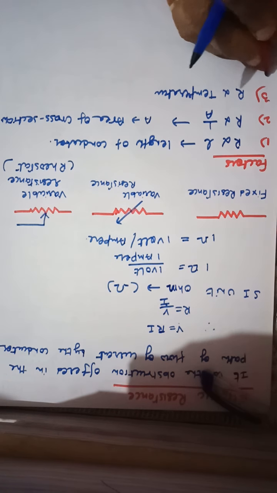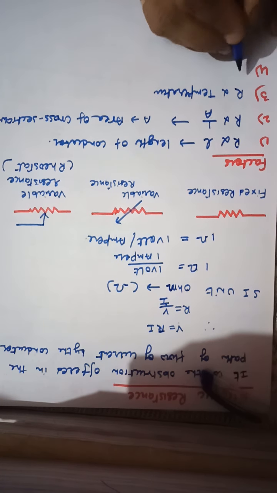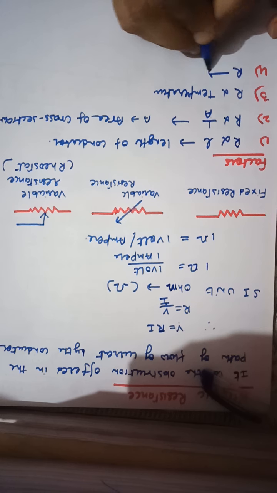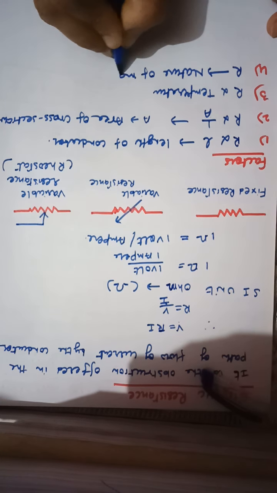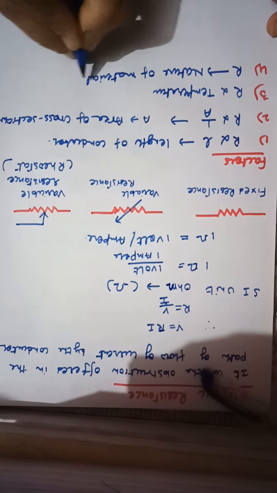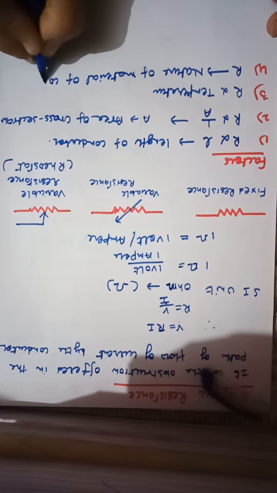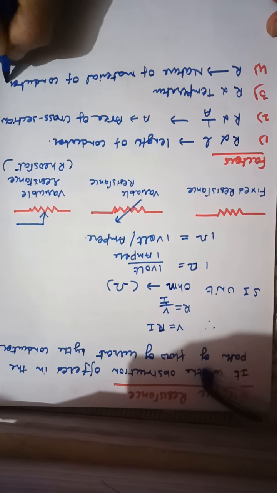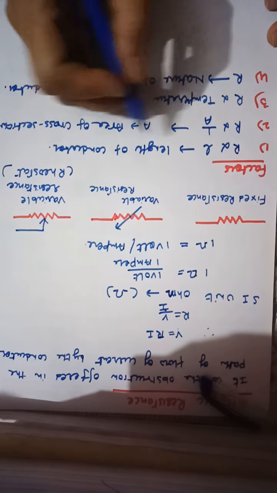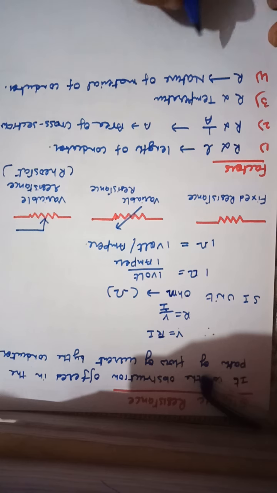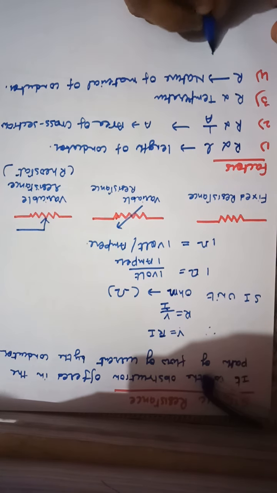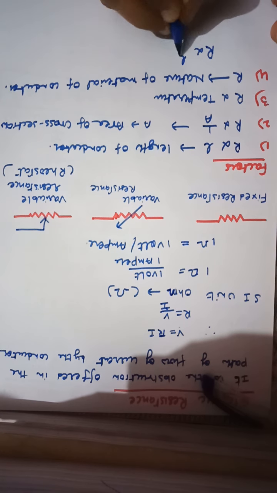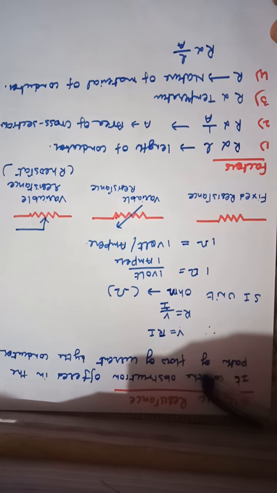And the fourth is that R is dependent on the nature of the material of the conductor. Okay. Now from the first two conditions, these can be written in combined form: R is proportional to L upon A. Okay. Now remove the proportionality sign.